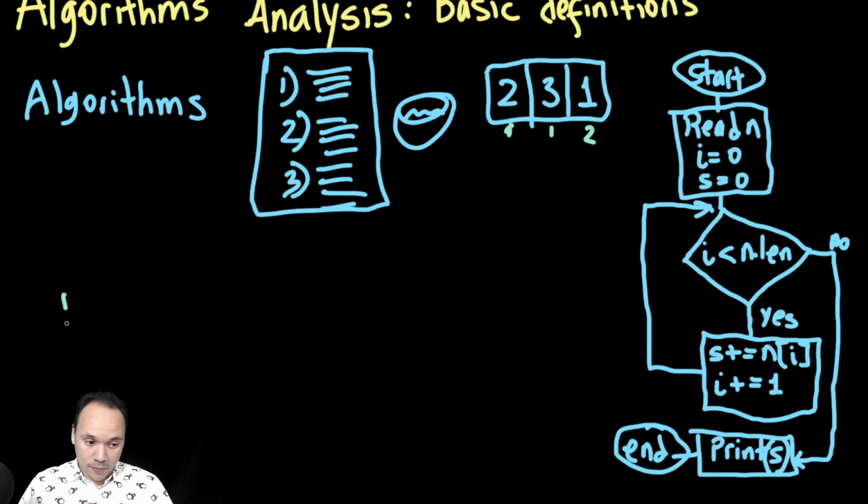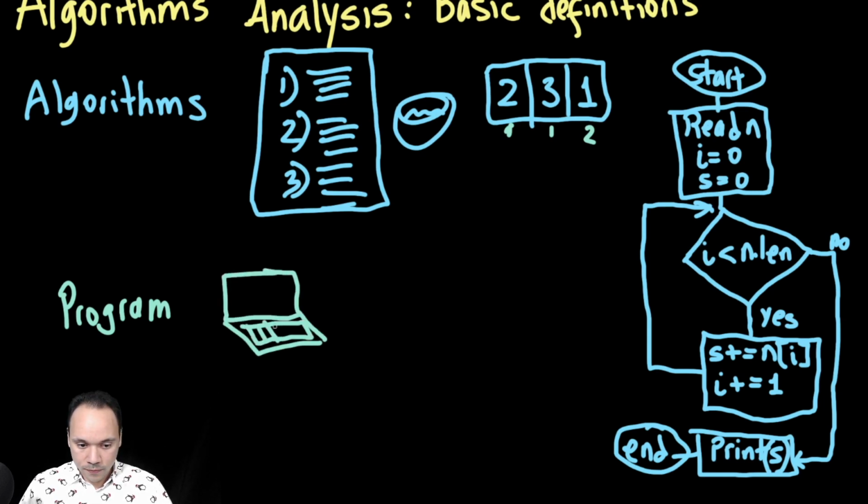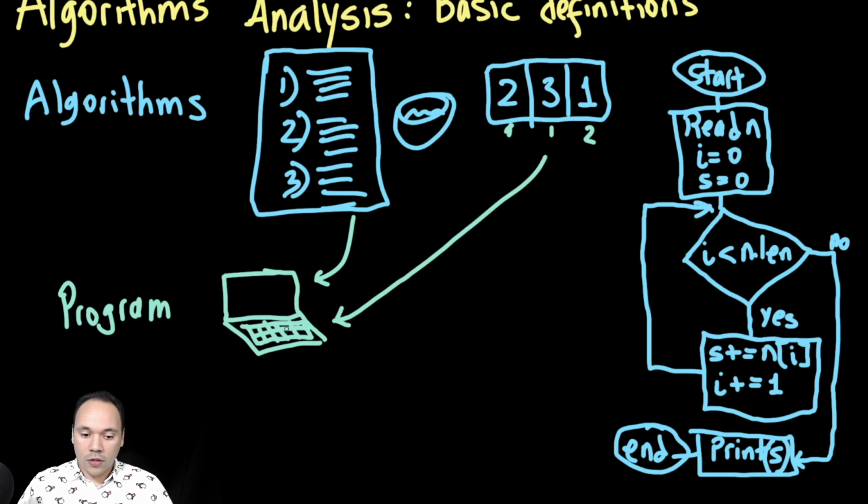We need a program to run the algorithm. So a program is an implementation of an algorithm. So let's say that we have a computer, right? And in this computer, we enter the algorithm. We're running the program. We type the numbers through the keyboard. We are going to get the result, which in this case will be 2 plus 3 plus 1, which will be 6. So that's a program.